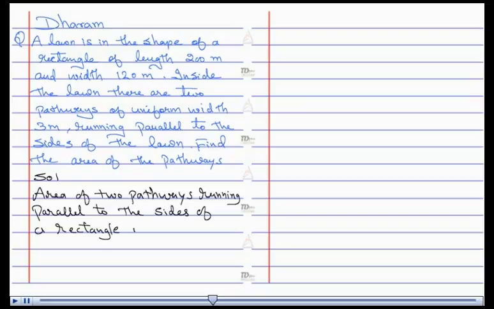Therefore, substituting the values of the respective terms in the formula, we get the required area as 3 × (200 + 120 - 3), which finally gives the result as 951 square meters.